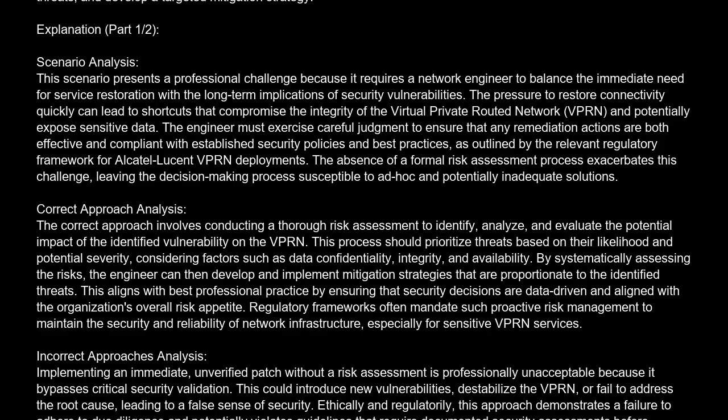Incorrect approaches analysis. Implementing an immediate, unverified patch without a risk assessment is professionally unacceptable because it bypasses critical security validation. This could introduce new vulnerabilities, destabilize the VPRN, or fail to address the root cause, leading to a false sense of security. Ethically and regulatorily, this approach demonstrates a failure to adhere to due diligence and potentially violates guidelines that require documented security assessments before deploying changes to critical infrastructure.